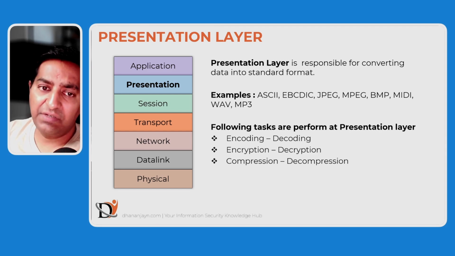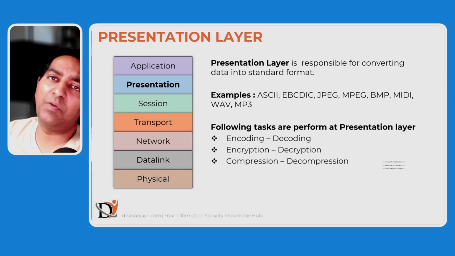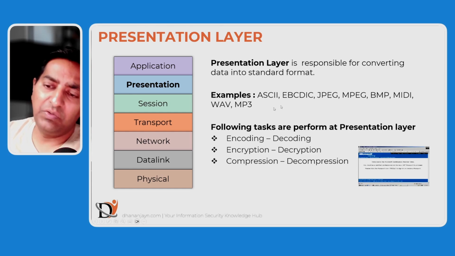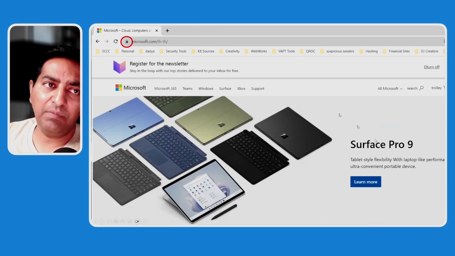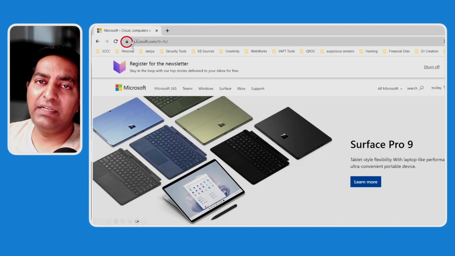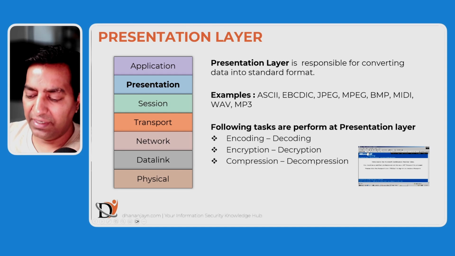So three functions. One is encoding and decoding, second is encryption and decryption, and third is compression and decompression. I have captured an example here. Suppose you visit microsoft.com, you'll see a lock symbol on the site which depicts that the site is secured using an SSL certificate. This symbol gives you the confidence of accessing this particular site. Sometimes the lock symbol is not directly visible.